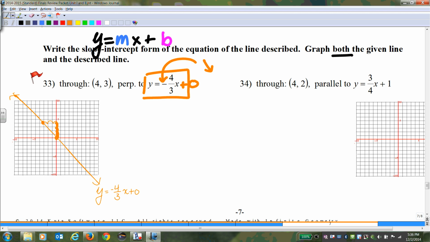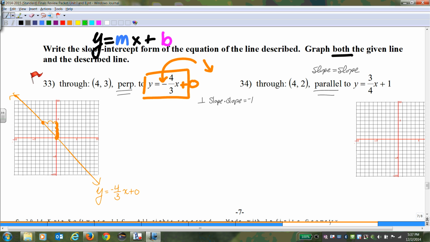Now our other line, we want it to be perpendicular. This one we want to be parallel. So let's summarize what you know about slope and perpendicular and parallel lines. For perpendicular, we know that slope times slope must equal negative 1. And for parallel, we know that slope must equal slope. This you have memorized. Ready?